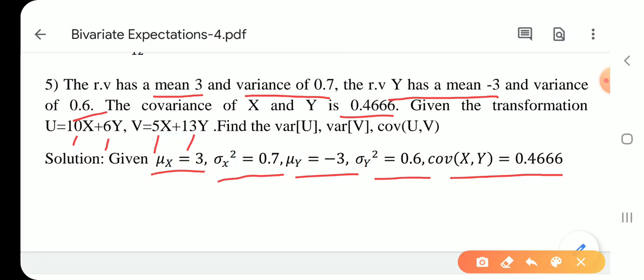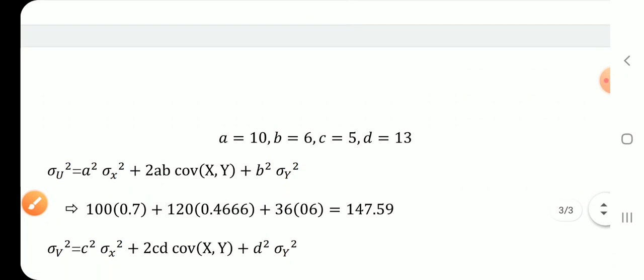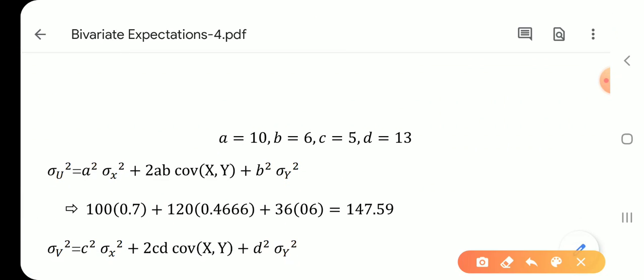So the transformation is u is equal to 10x plus 6y, v is equal to 5x plus 13y. We have to find the variance of u, that is sigma u square, sigma v square and covariance of uv. Already we know all the three formulas. We need to just substitute the values and find the resultant answer. So here I have written the values of A, B, C, D.